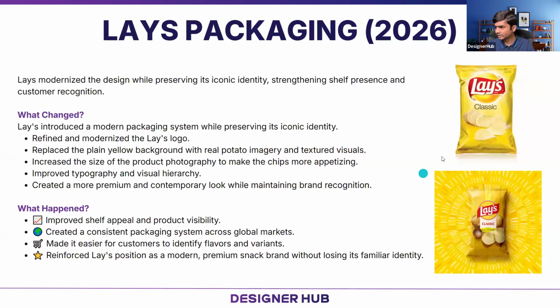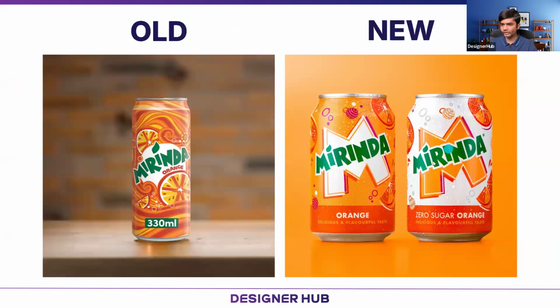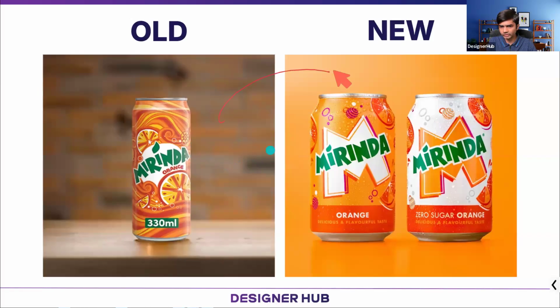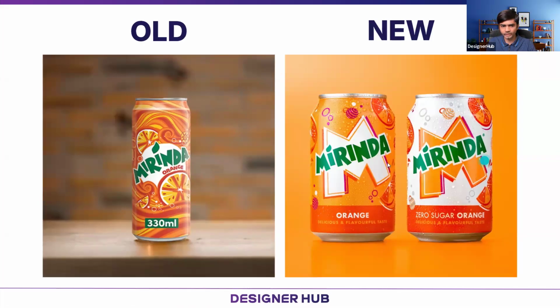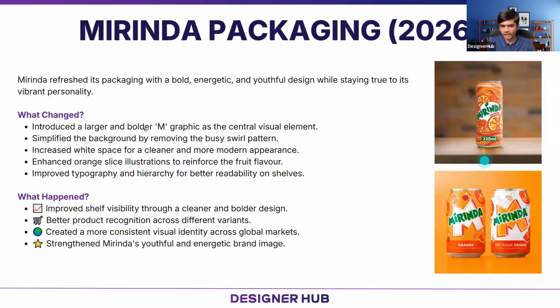One more example, Mirinda. You can see over here, old Mirinda and the new Mirinda. I think most of you have seen this. It was very much recently covered on social media and a lot of these brands. Very good redesign, from a lot of clutter to a lot of simplicity and a lot of change. Introduced a larger and bolder M graphic as a central visual element. Simplified the background by removing the blurry swirl pattern.